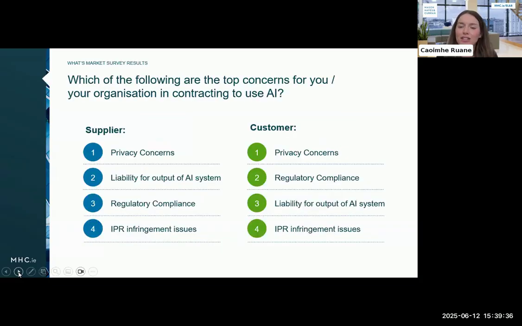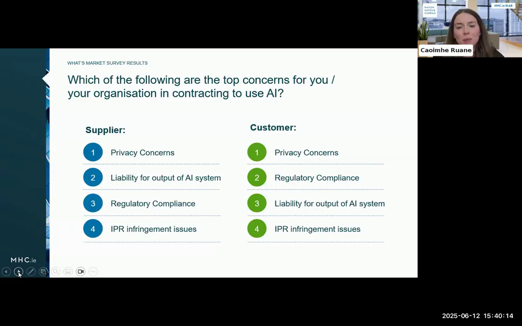So we also asked our survey participants, which of the following are the top concerns for you or your organization when contracting to use AI? You can see here, there's quite a bit of commonality between the supplier and customer sides. Each side's primary concern really is privacy. And indeed, in some of our survey participants' more detailed feedback, this came up a few times regarding security of personal data when using AI, along with a few other prevalent concerns like the accuracy of the AI output, potential inherent biases, and certain source materials used by AI systems.